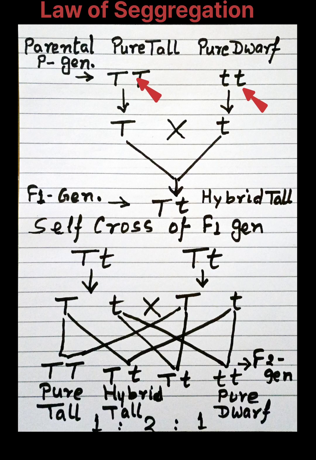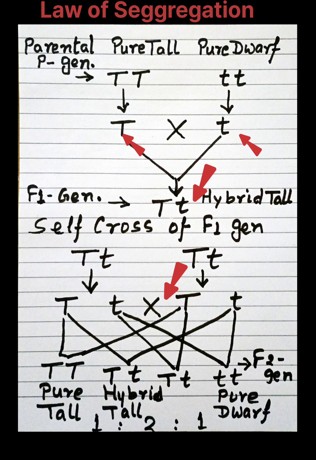After the gametogenesis, we'll find the pure tall will have a similar kind of gametes, that is the capital T, and the pure dwarf will have a similar kind of dwarfness allele, that is small t. When these gametes are crossed together in the F1 generation, the new offspring found are tall.